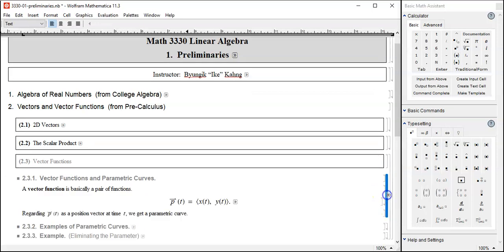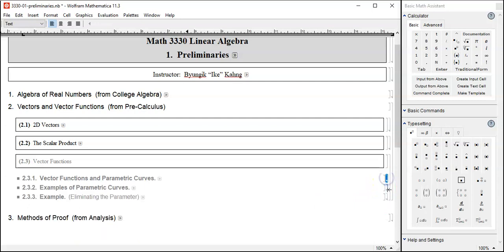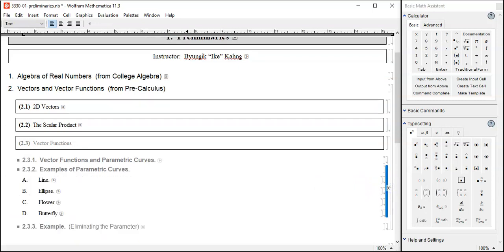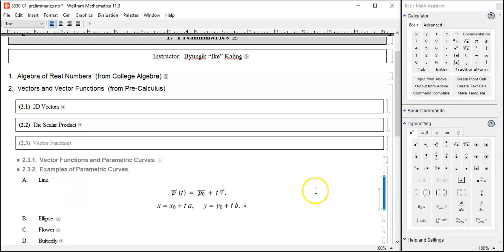Okay, here are some examples of vector functions. What is a vector function? We simply take two functions, x of t, y of t, and pair them together to make a vector function. If you have x of t, y of t, z of t, then just triple them and make it a 3D vector function. That's about it. Here are some examples of vector functions. And what if you have both x and y are linear functions?